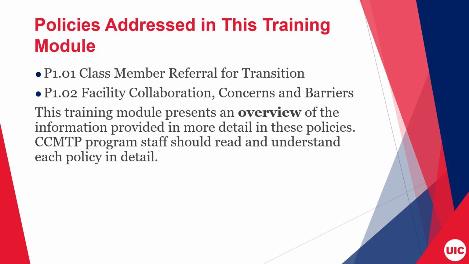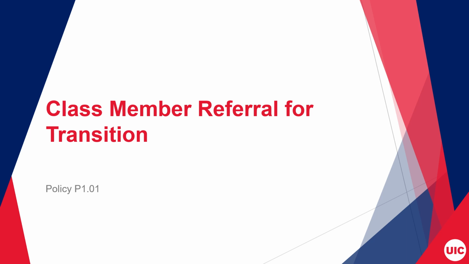The information provided in this training module is outlined in Policy P1.01, Class Member Referral for Transition, and Policy P1.02, Facility Collaboration Concerns and Barriers. Please note that this training module presents an overview of the information provided in more detail in these policies. CCMTP program staff should read and understand each policy in detail. Class Member Referral for Transition, Policy P1.01.